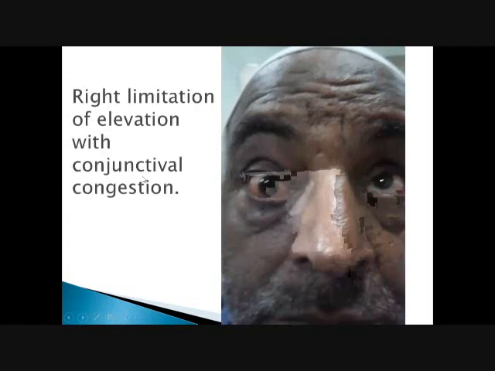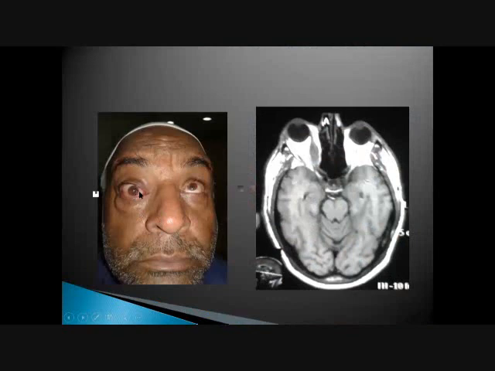Okay. So another case, and let's see what you can appreciate. Again, the left eye is going up, but the right eye is not going up. So there is limitation of elevation in the right eye, and there is some conjunctival congestion. Limitation of elevation and conjunctival congestion. So this is more marked in this photograph. You can see neither eye is moving up. The conjunctiva is clear on the left side, but congested on the right side.